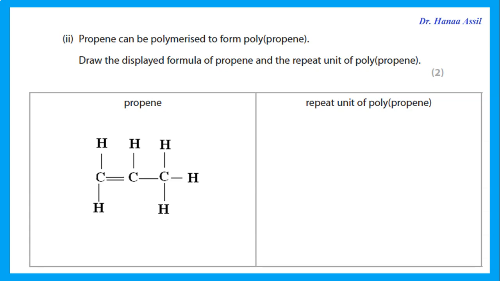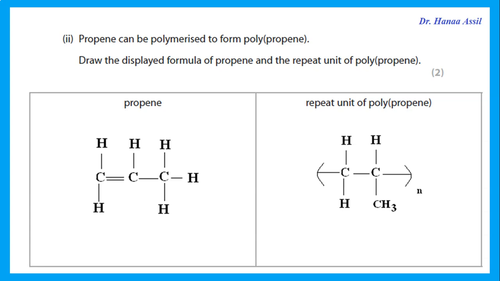Now, how do we draw the polymer? Well, to draw the polymer, you look at the 2 carbons that had the double bond. Where is the double bond? I copy it with a single bond, a bond before and a bond after, because I'm going to attach this unit to another unit before it and another unit after it.